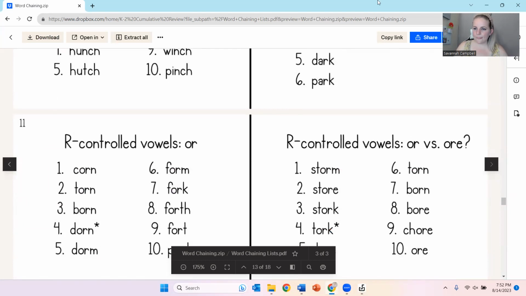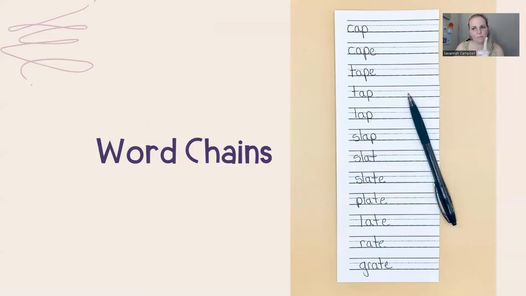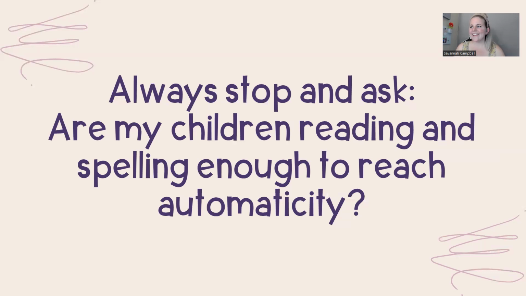All right. I spent like 30 minutes talking about reading and 5 minutes talking about spelling, but they're both equally important. So at the end of the day, I just want you to remember, are our children reading and spelling enough to reach automaticity? Are we giving them practice every single day on all the skills that we have taught them in order for them to be able to know these words effortlessly and automatically?